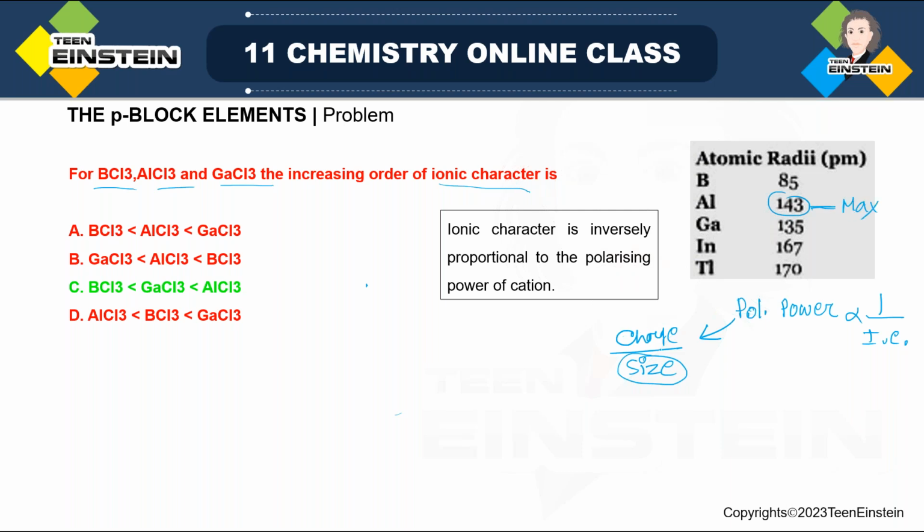For aluminium, size is maximum. Size maximum means charge by size or charge by volume, whatever you say. Here charge is the same for all, but size is maximum. That means polarization power will be minimum, this ratio will be minimum. That means polarization power is minimum for aluminium. As it is minimum, ionic character will be maximum for this. Okay. So in this way, we have to choose option C.